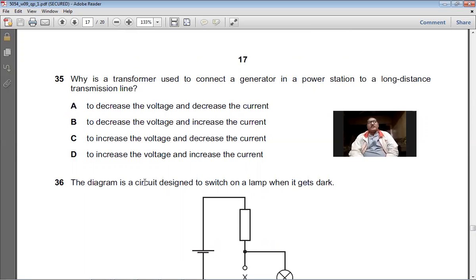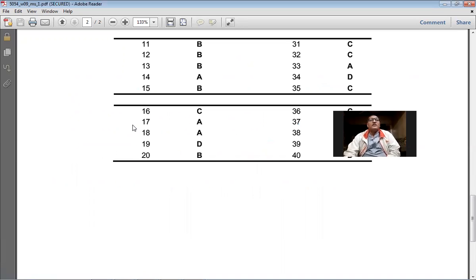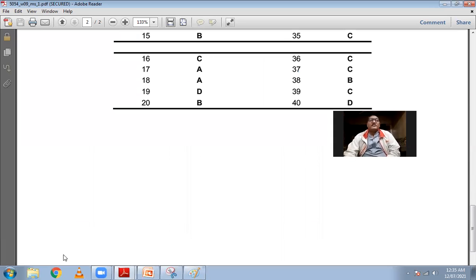To increase the voltage and decrease the current? Yes. That's the reason. When you reduce the current by increasing the voltage, the power loss in the transmission lines will decrease. The power loss in the transmission lines is given by the formula P equals I squared R. So when you decrease the I value, the power loss also decreases. So I think C is the best wording. Question number 35. C is the right answer, sir.